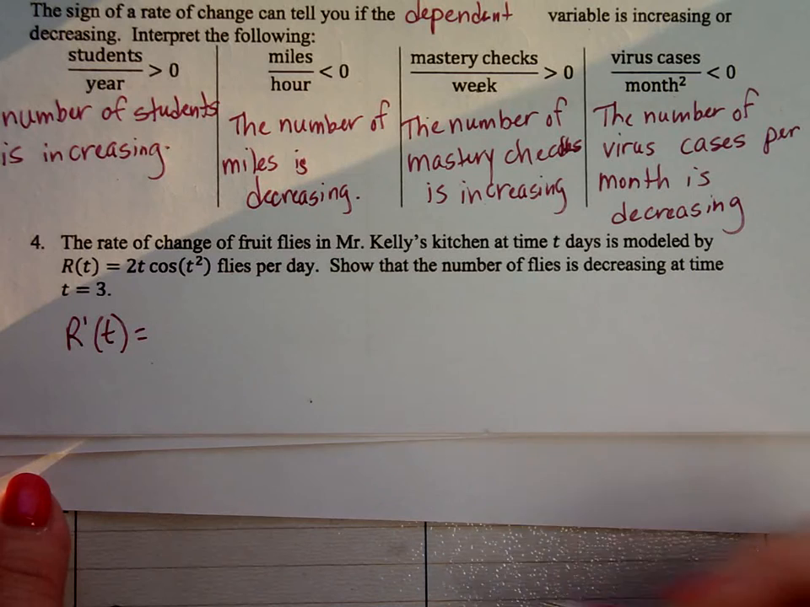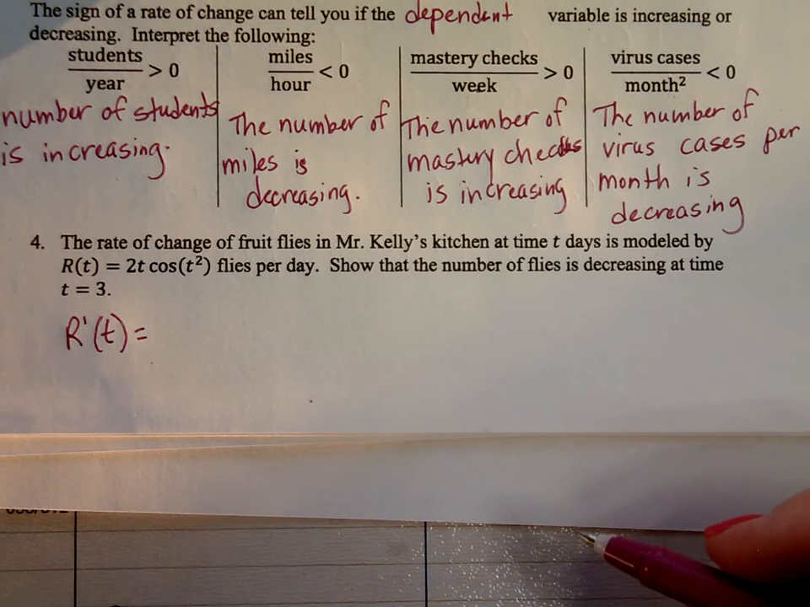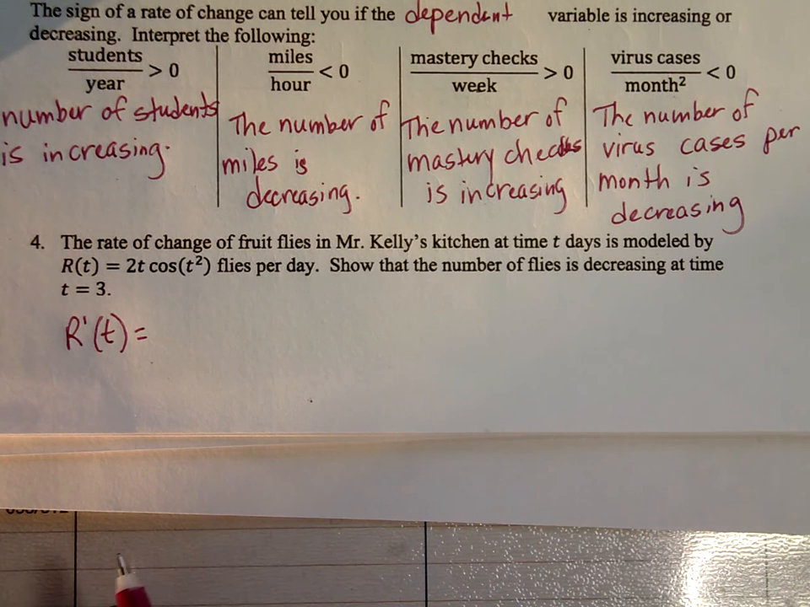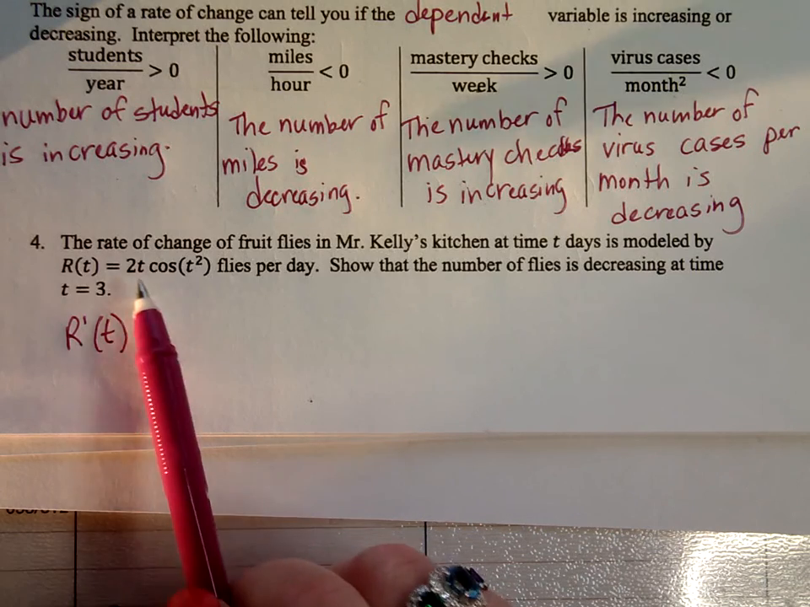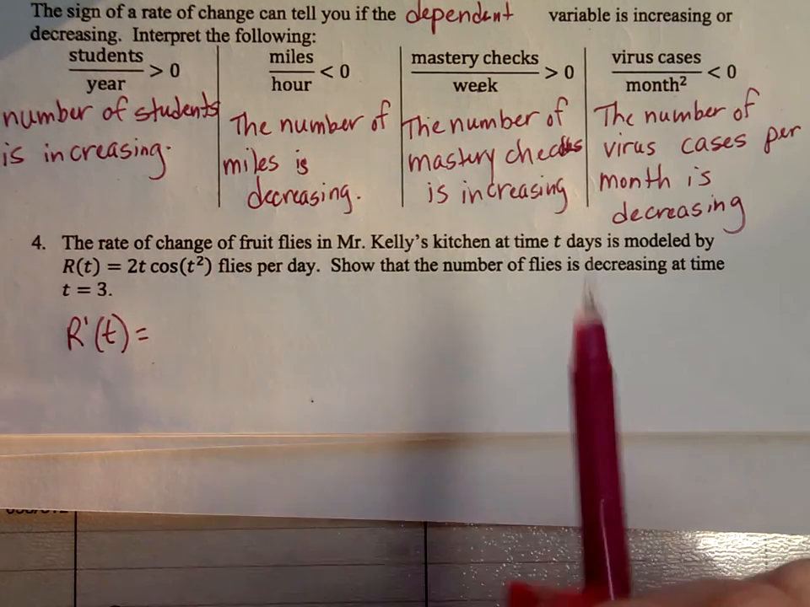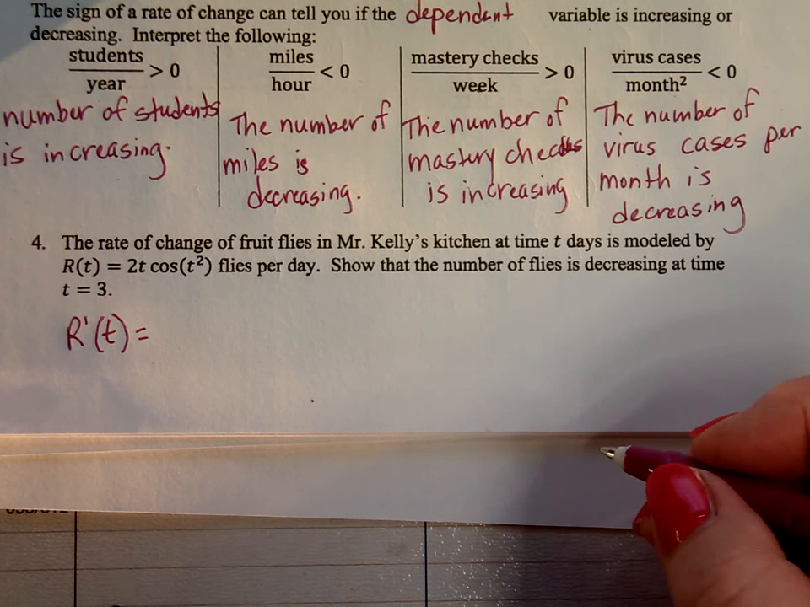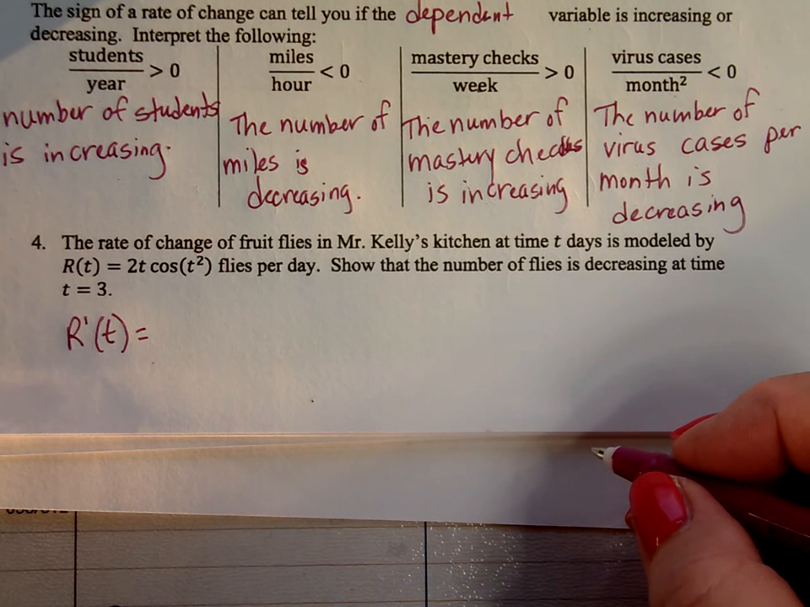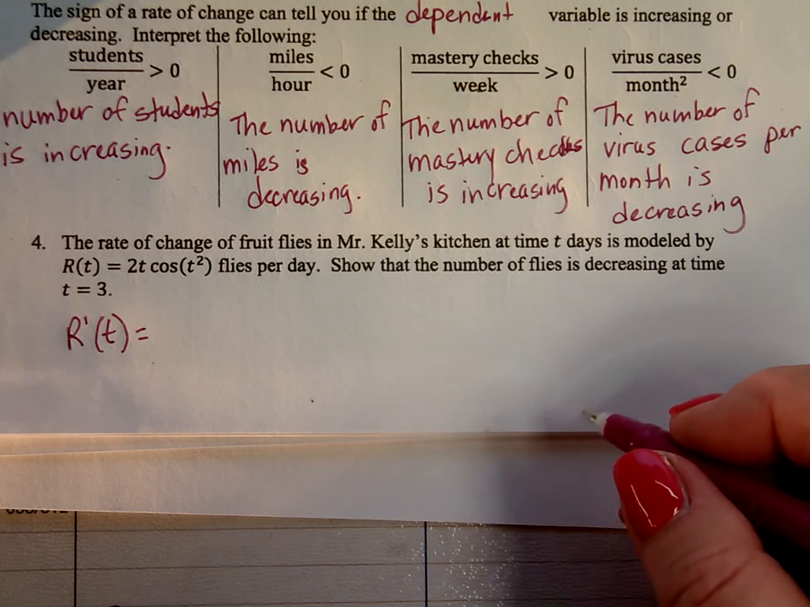Oh man, this guy's got to be a, there's a couple of different ways you can do it. This one would be a product rule, right? 2t cosine of t squared. But really you can just go to your calculator. And what you want to know, oh, sorry, wait a minute.